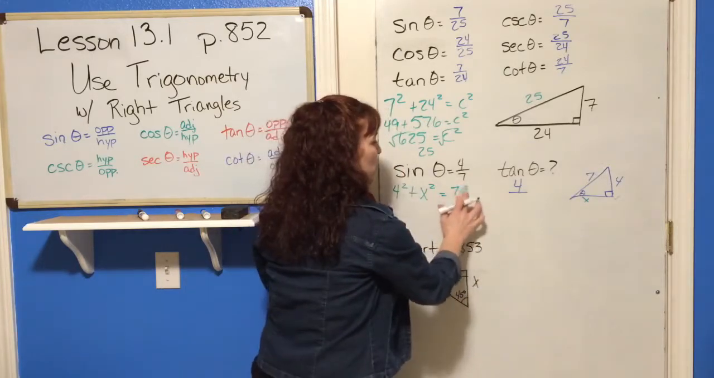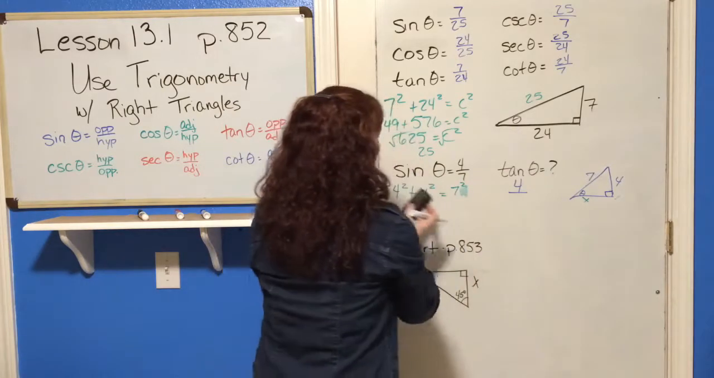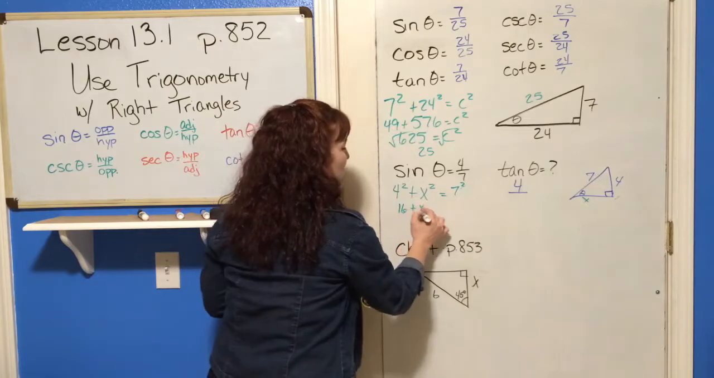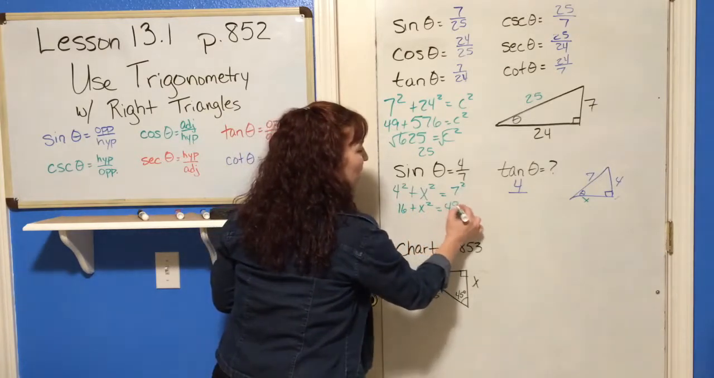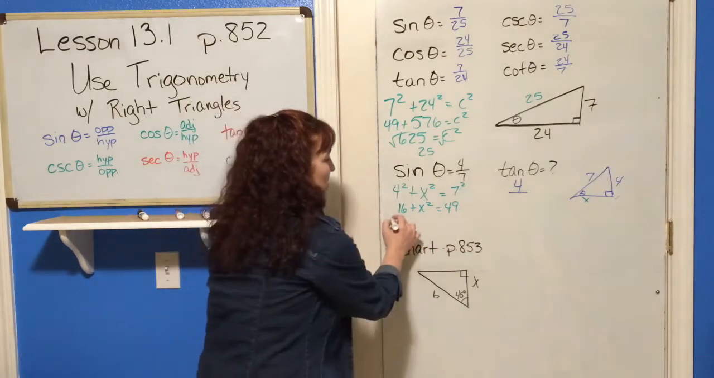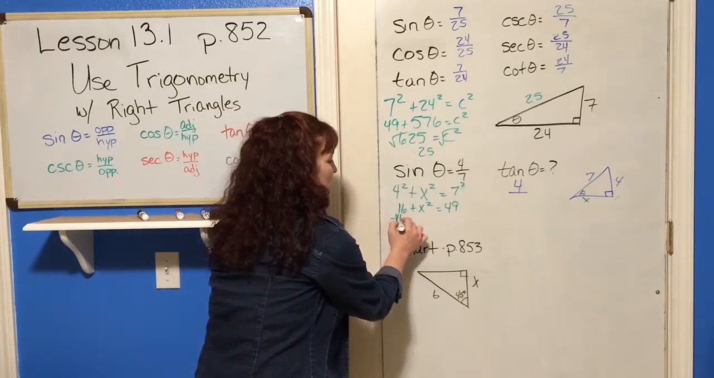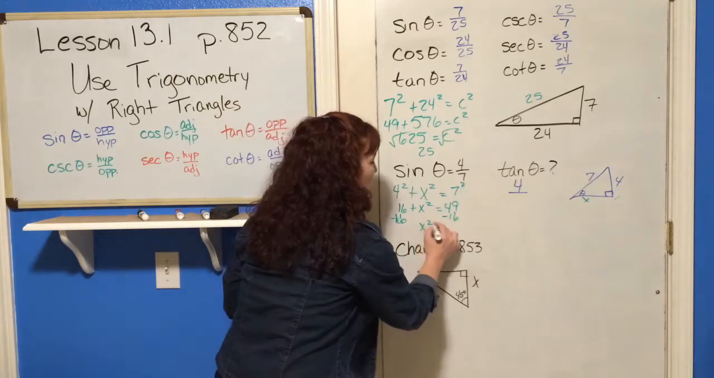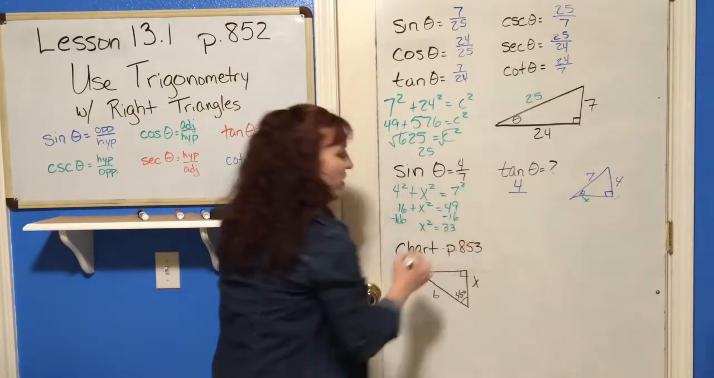Not 7 to the 2, 7 squared. Oh, that's just lovely. All right, so now 4 squared is 16 plus x squared equals 49. Subtract 16 from both sides. So x squared equals 33.